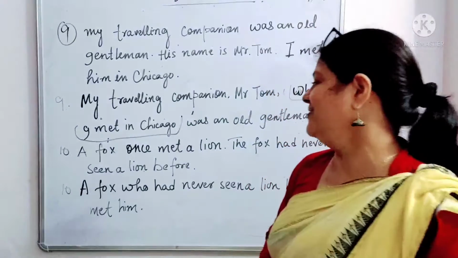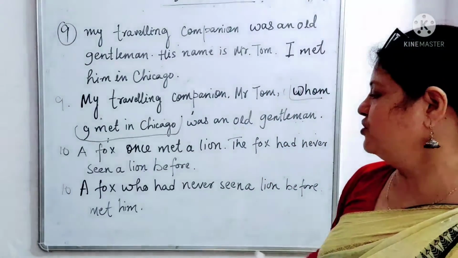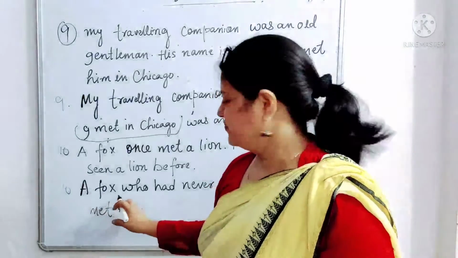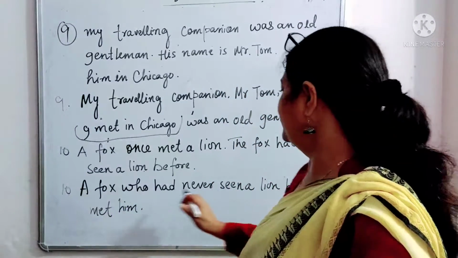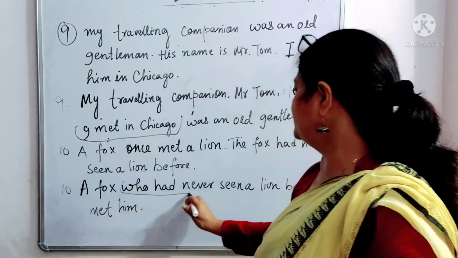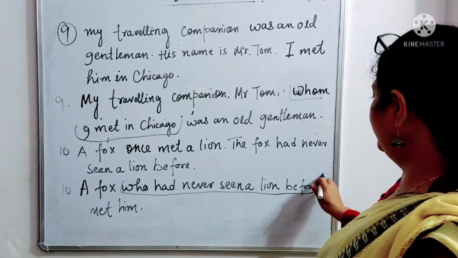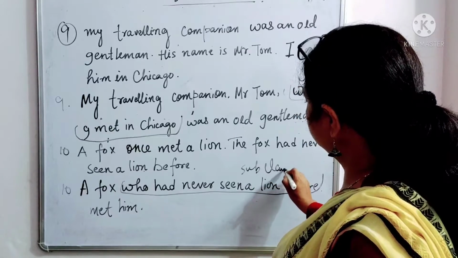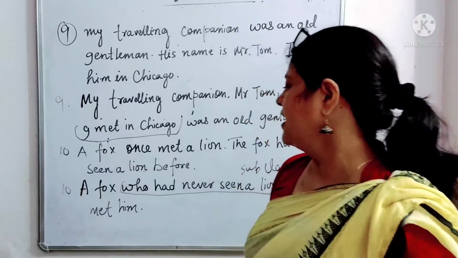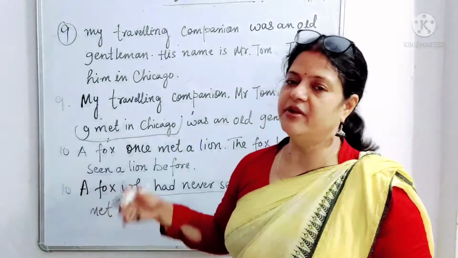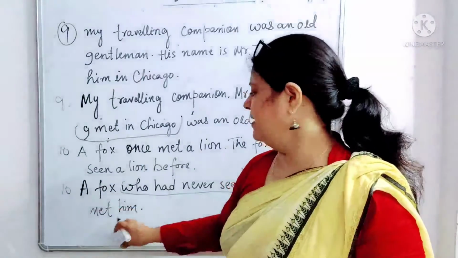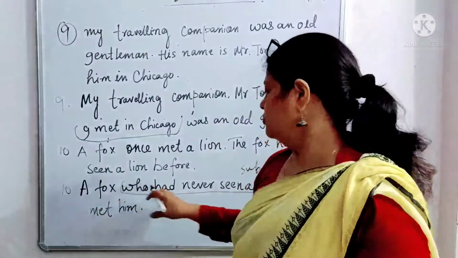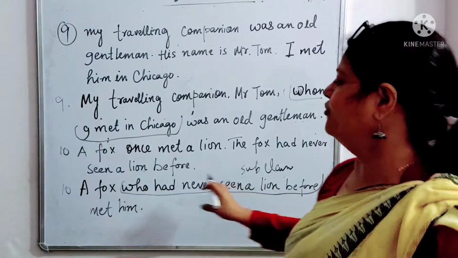Okay. So again we see that our principal clause is divided into two parts. So the principal clause, a fox who had never seen a lion before. Till here we have the subordinate clause, describing this noun in the principal clause, and our principal clause has been divided into two parts. So a lion met him. A fox met him. A fox who had never seen a lion before met him.